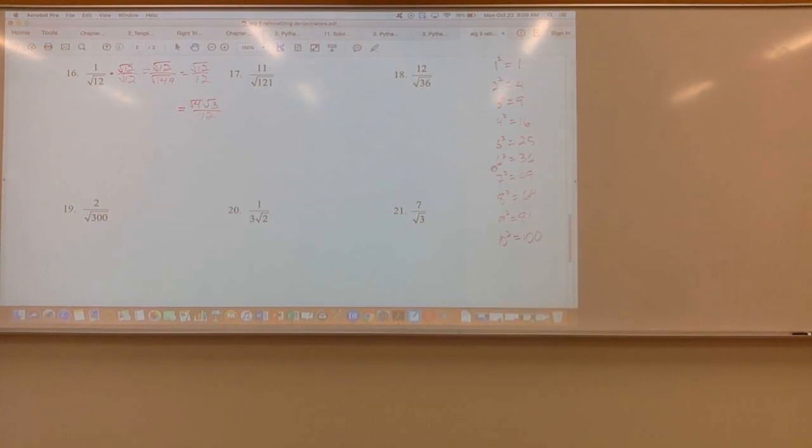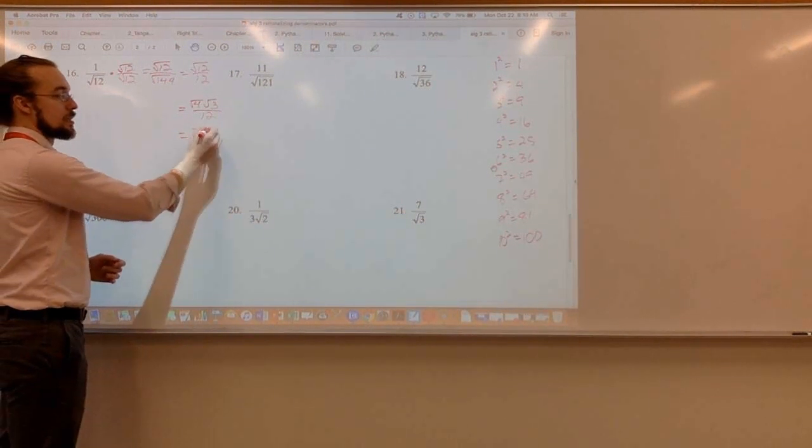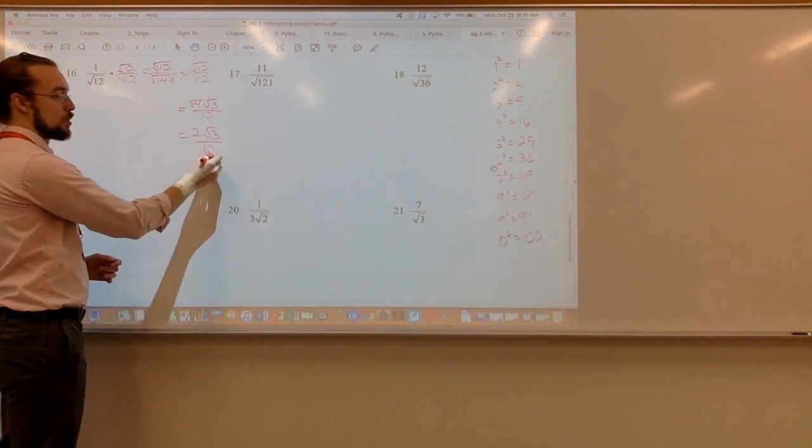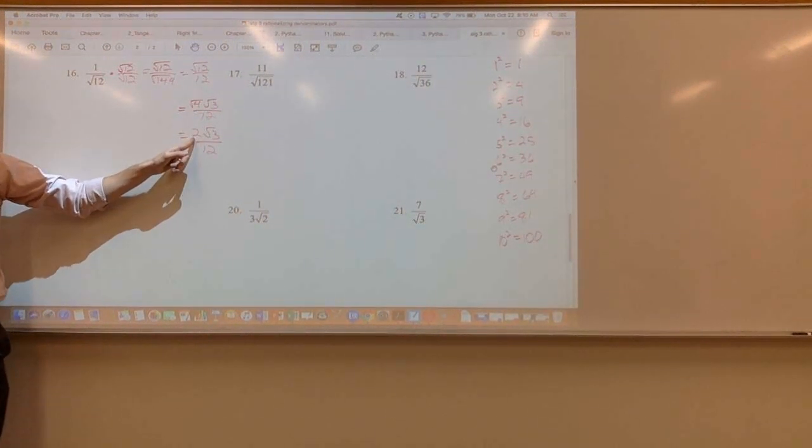Now, can I do anything else with this now? What can I do with the 4? You make it 2. So the square root of 4 I can just make 2. The square root of 4 is equal to 2.